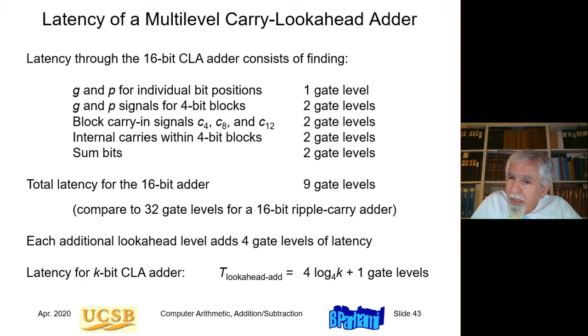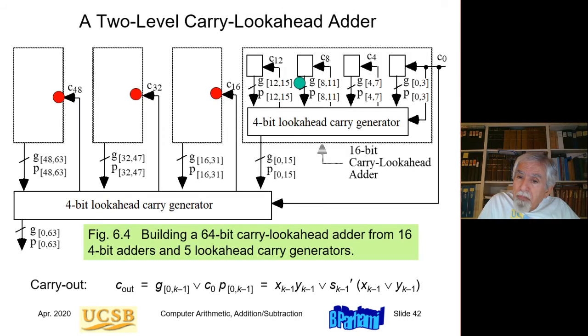So the total is 9 gate levels, or more generally, if you had 64-bit carry-lookahead addition, which is 4 times as many as the 16-bit, you add one more of those 4-bit lookahead levels to the tree structure of the previous diagram. So what this slide shows actually is the latency within that 16-bit block on the right. A 64-bit adder has another block at the bottom.